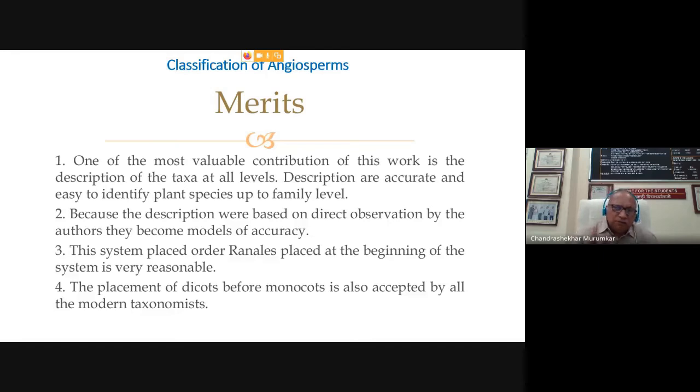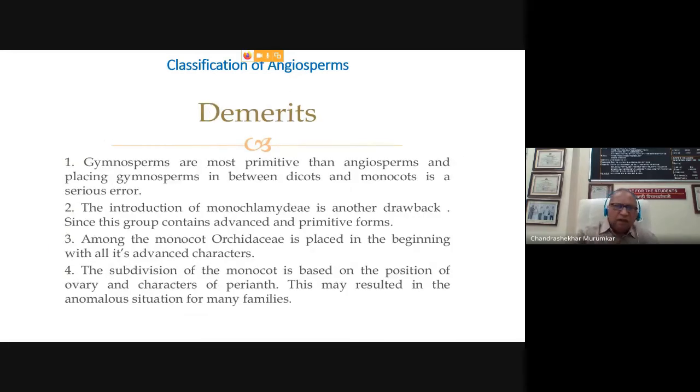And because of that, obviously there are so many merits of this classification system. In your SYBSc class, you might have written all these details. These are some of the few which I have mentioned. Now let's go for the demerits or limitations.